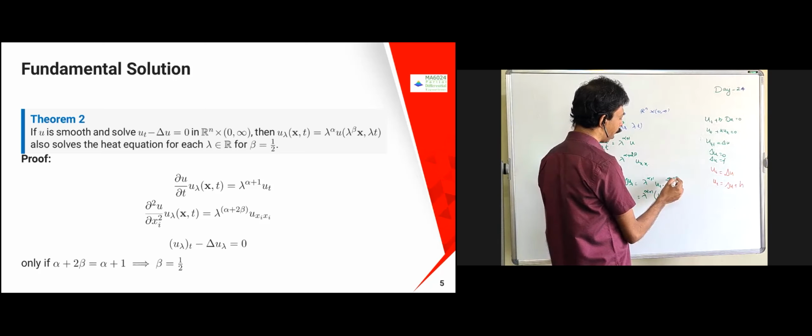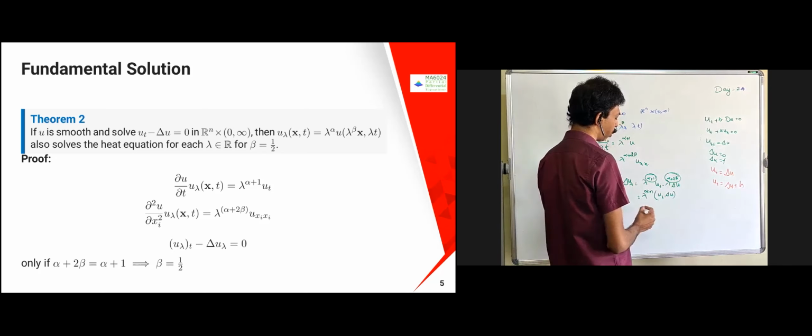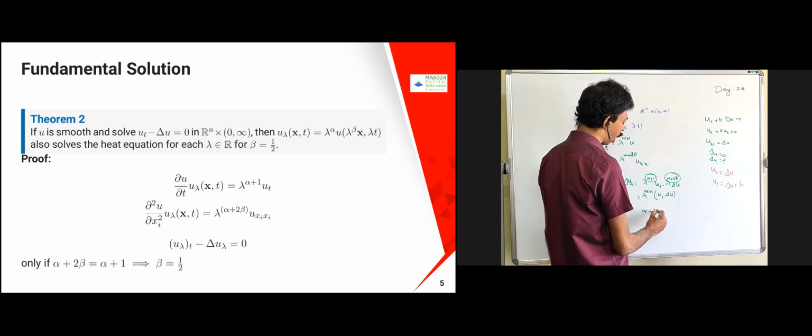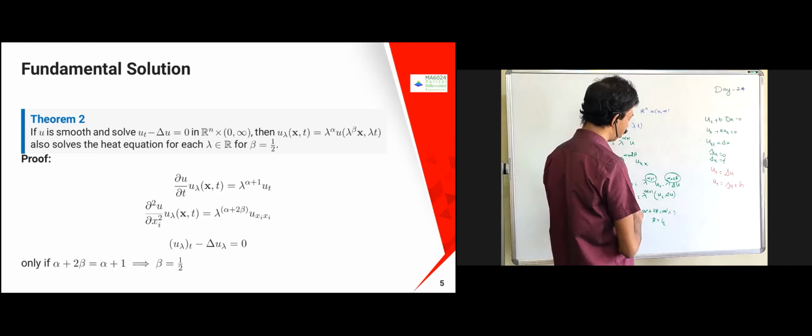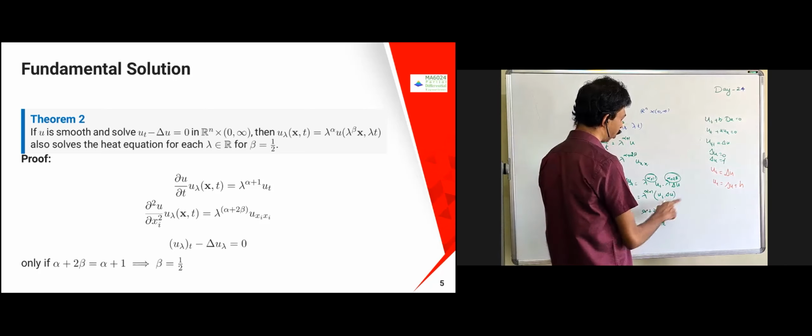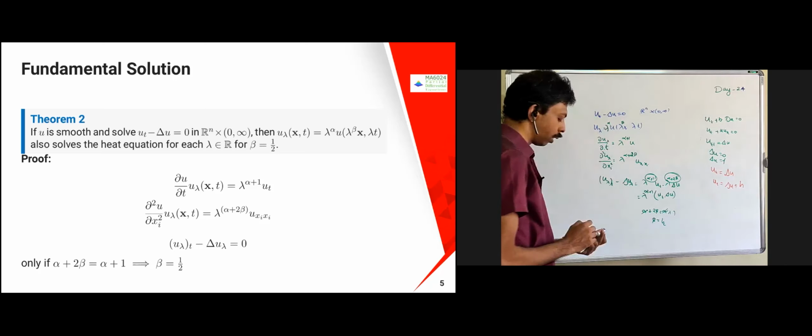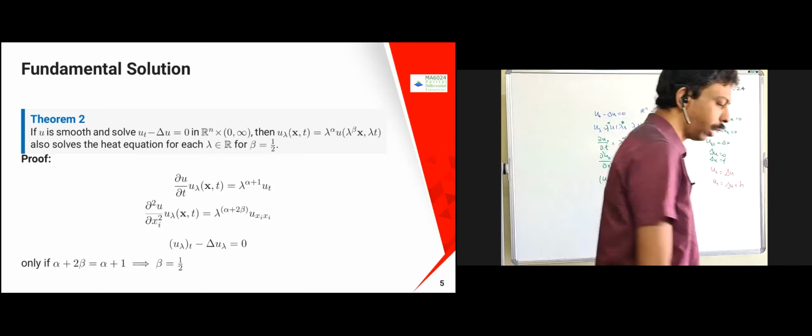So what is stopping me from satisfying this are the two different coefficients. If alpha plus 2 beta is equal to alpha plus 1, then I can take this out. In that case, alpha gets cancelled and beta equals 1 by 2. So this is going to be satisfied if beta equals 1 by 2.